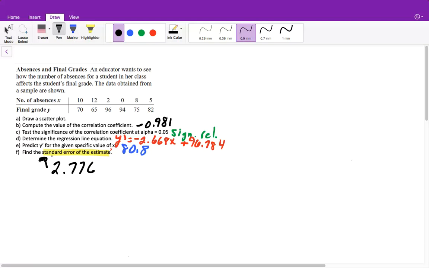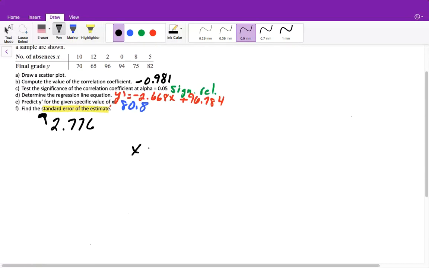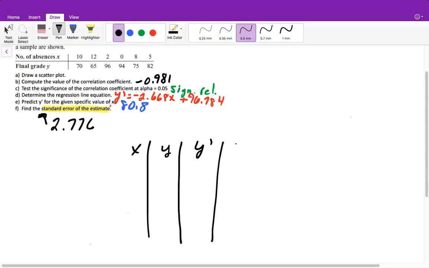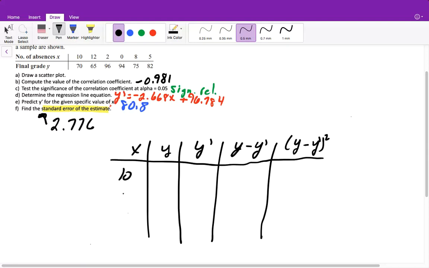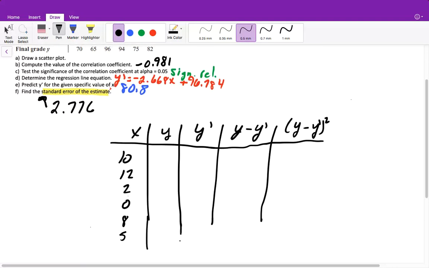For those of you who are not allowed to have notes, what I would maybe suggest is that you follow this chart, and I'll write this on the board. This is all I'll give you. So you have X, you have Y, you have your Y apostrophe, you have your Y minus your Y apostrophe, and then you will have your Y minus your Y apostrophe squared. Right? So then you will just fill this in. All of our X values: 10, 12, 2, 0, 8, and 5. All of our Y values: 70, 65, 96, 94, 75, and 82.